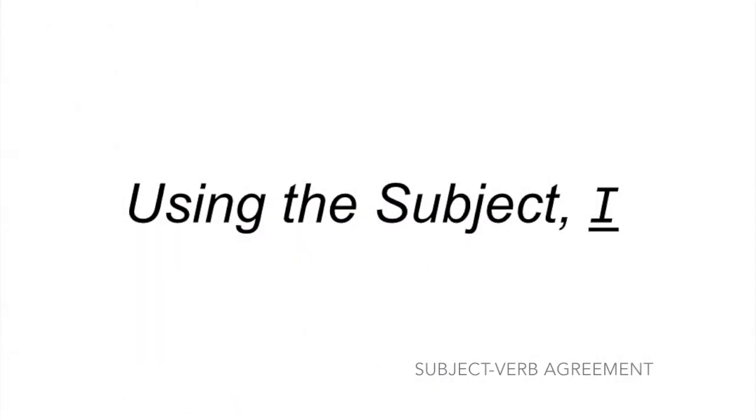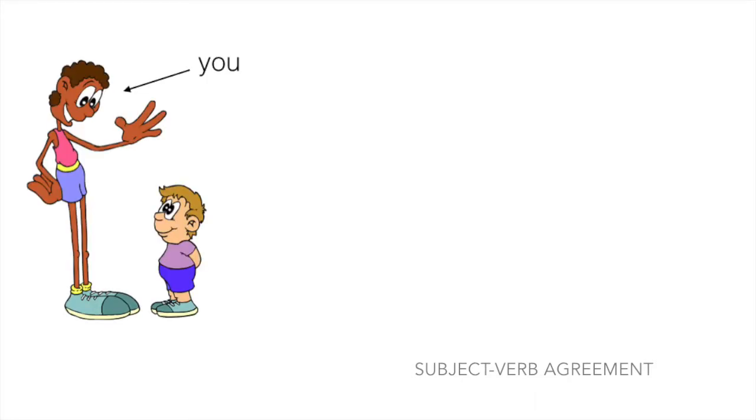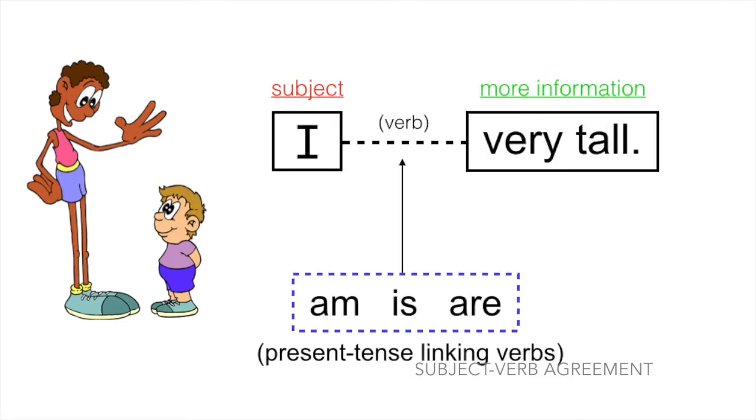Next, with subject-verb agreement, we have using the subject I. So let's say here's a picture of you, but you don't call yourself you, you call yourself I. So let's see how we would use a linking verb in a sentence with the subject I. So we want to link the subject I with more information about it. So we want to link I and very tall. So we need a linking verb.